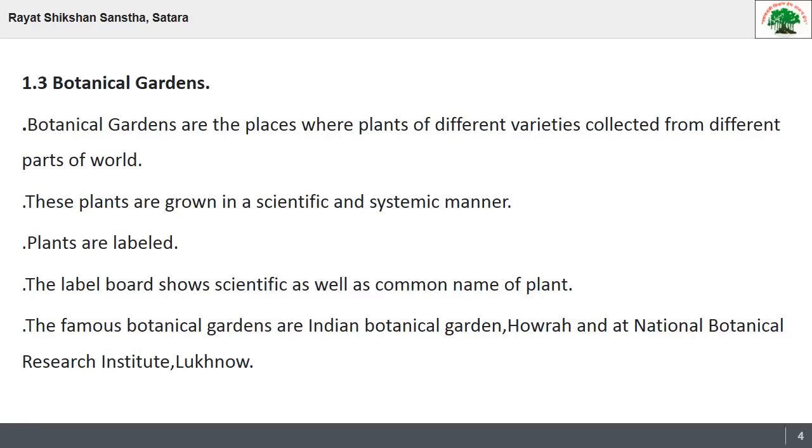The famous botanical gardens are, for example, the Indian Botanical Garden, Howrah, which is located in Kolkata, and the National Botanical Research Institute, Lucknow. So these are some examples of botanical gardens in India.